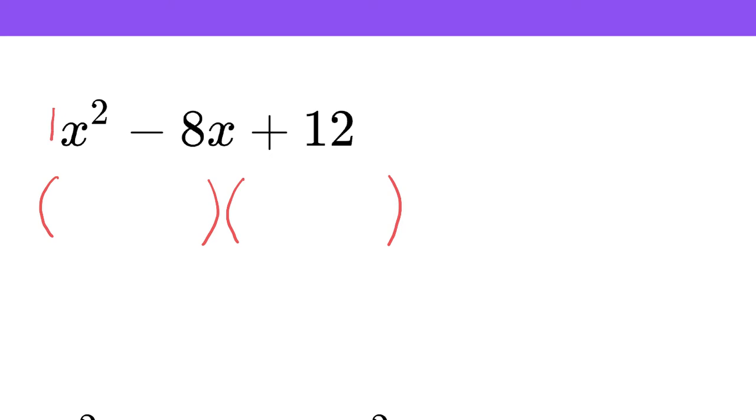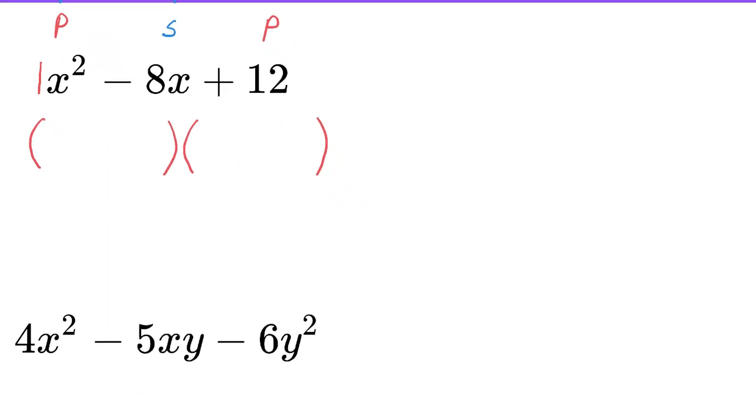So remember, there's an invisible 1 in front of that x squared, and I like to use something called guess and check, which involves product, product, and sum. Remember, product means to multiply, and sum means to add. So a little side chart here: a product of 1, a product of 12, and a sum of negative 8.